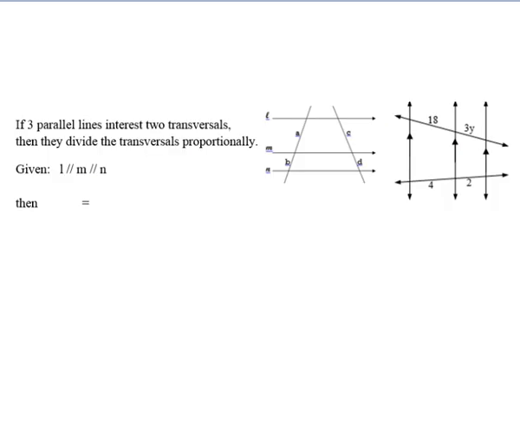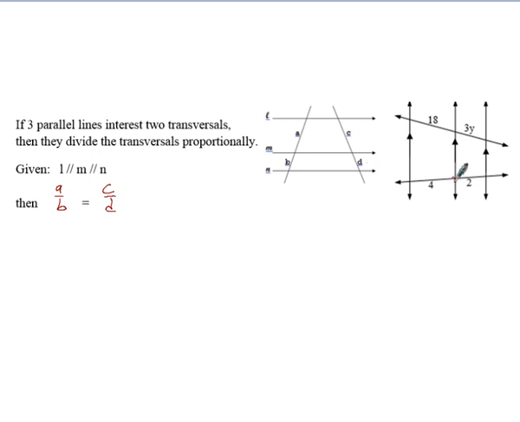All right, so what happens if we have three parallel lines that are intersected by two transversals? Well, that just means that it also divides those up proportionally. So if I told you that L, M, and N were all parallel to each other, then we again would be able to say something like A is to B as C is to D.